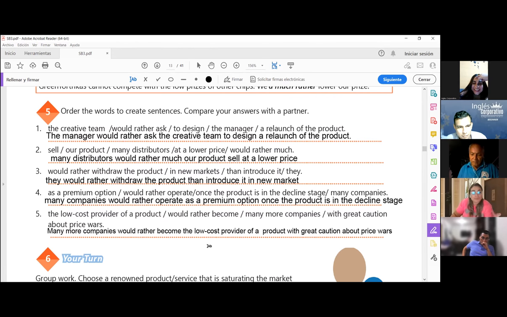And now, you need to look for the place of the verb in the correct form. It's like would rather much sell. Bingo. Our product. Yes, ma'am. Many distributors would rather much sell our product at lower price. Sounds good. Yes. Thank you. Okay. Thanks a lot, too.